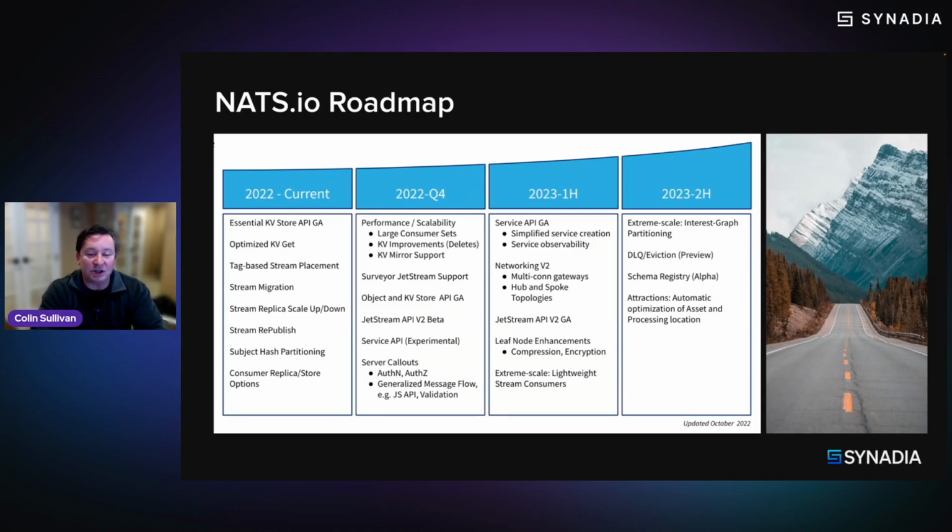First half of next year, it'll be largely transparent to applications and developers, but we're going to rework networking for long-haul connections, and then also rework networking for hub and spoke. So we talked about clusters and superclusters. Imagine multi-connection gateways between these servers to better utilize these long-haul connections and get better performance out of it. Also, a bit better resilience.